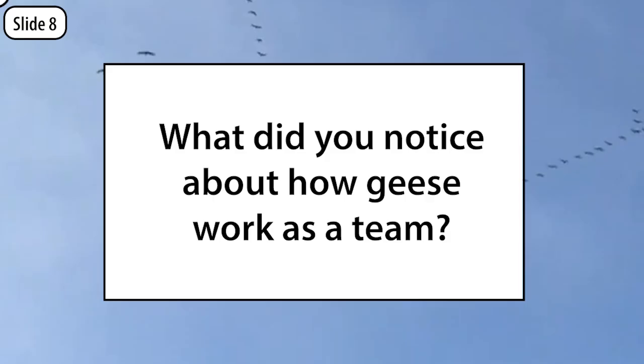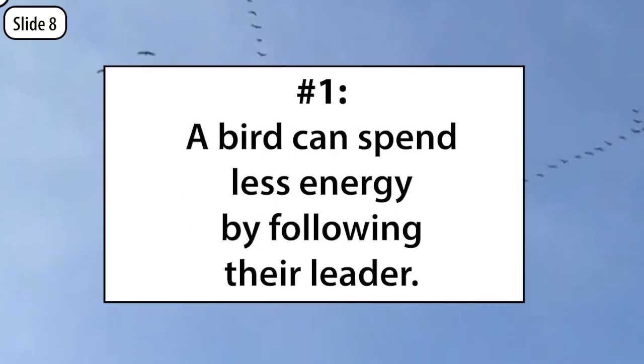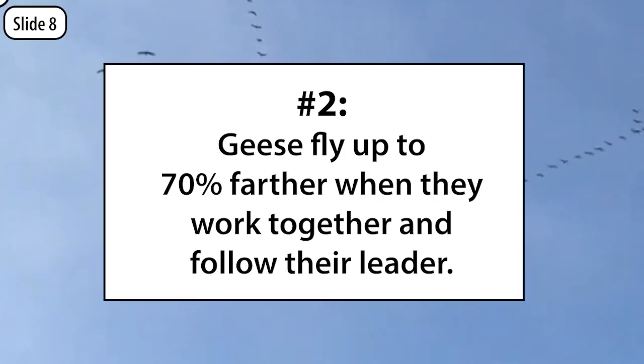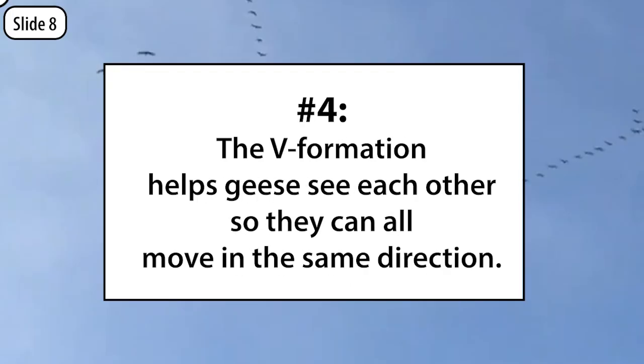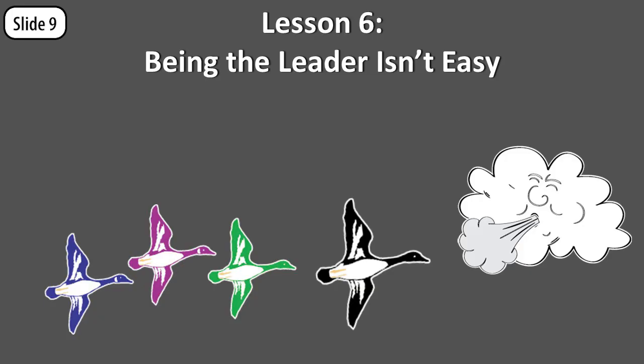Here are some things we noticed. Did you think of anything else to add to the following list? 1. A bird can spend less energy by following their leader. 2. When geese work together and follow their leader, they can help the flock fly up to 70% farther. 3. When the leader gets tired, it goes to the back and another bird takes its place. 4. Flying in a V formation helps the geese see each other so they can all move in the same direction. Slide 9. Lesson 6.